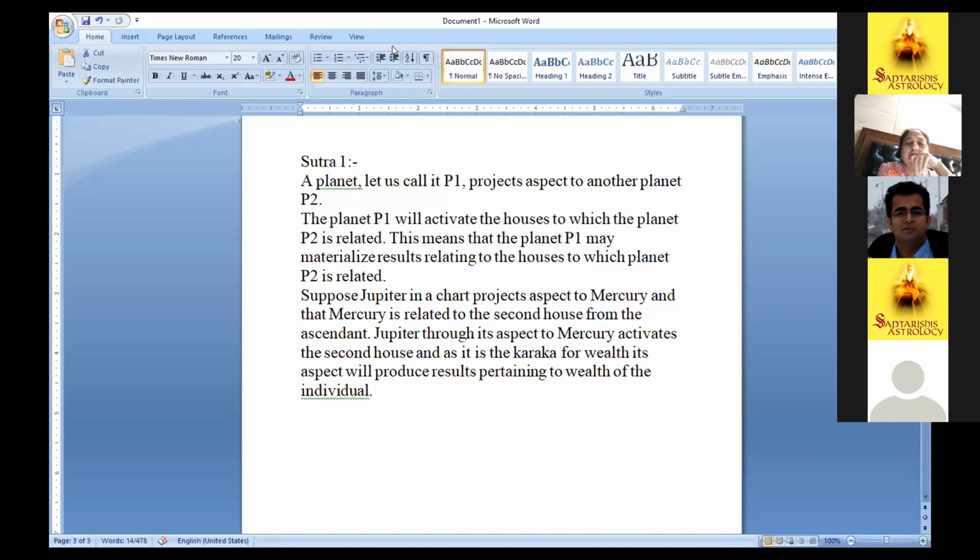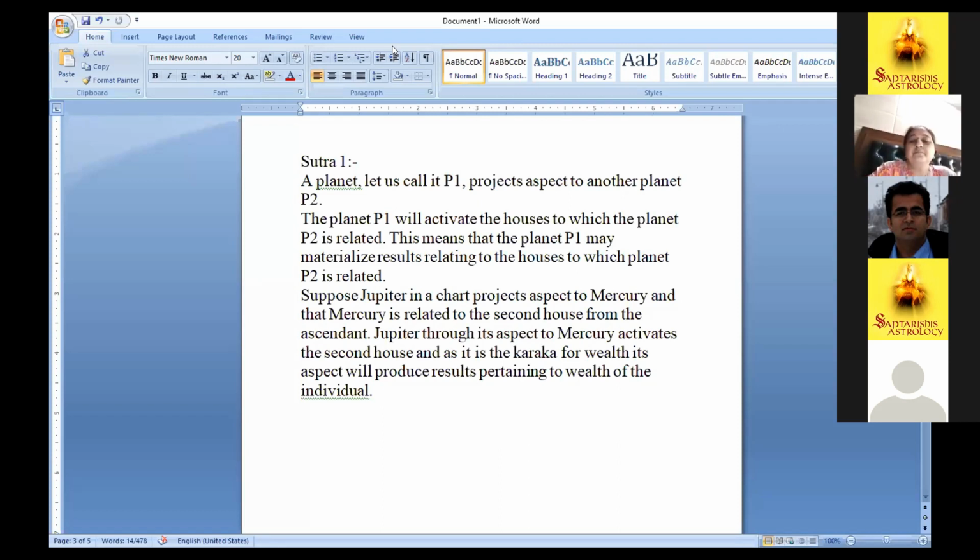Sometimes you may notice, when you are analyzing the horoscope, that you are not able to find the relation, like how this planet delivers this result. Because this is a very basic sutra. This is what we have studied in those 5 sutras. Now this is an extension of those sutras only. Are you getting me?